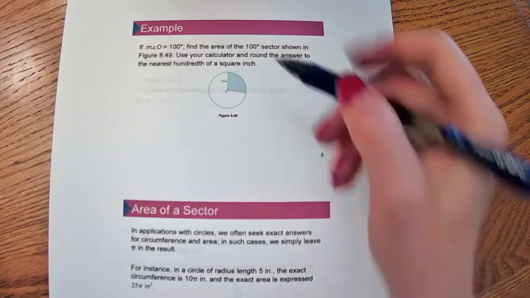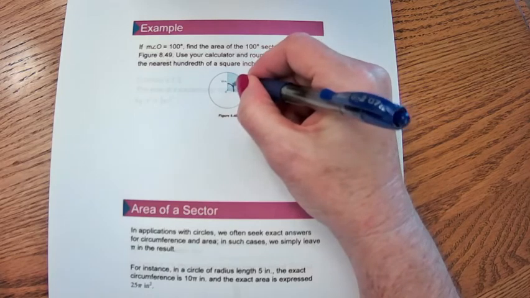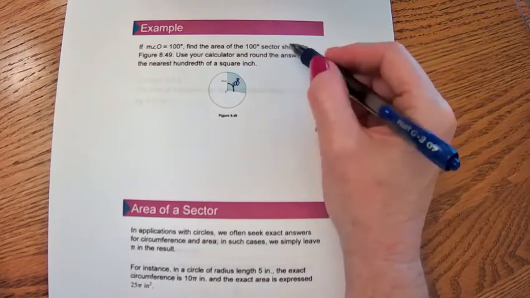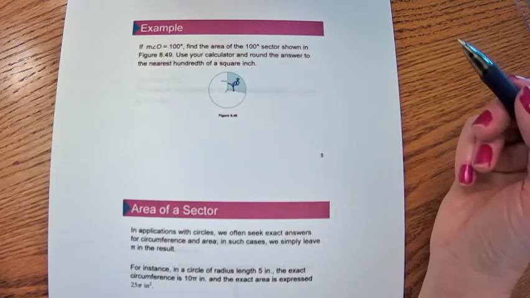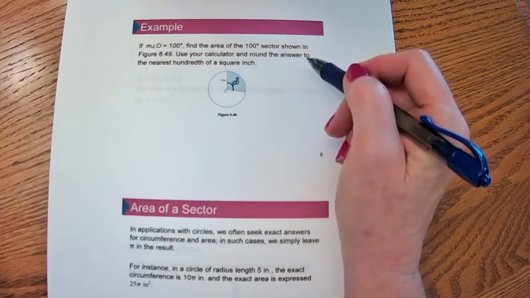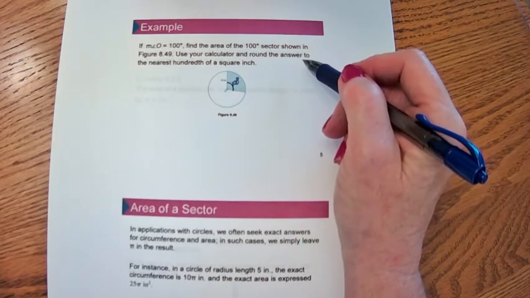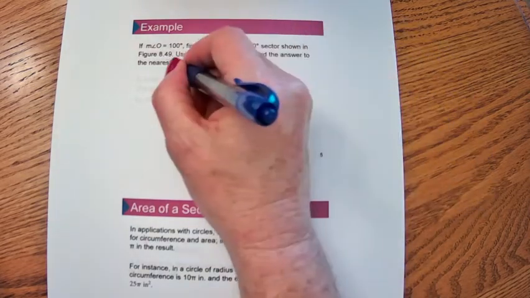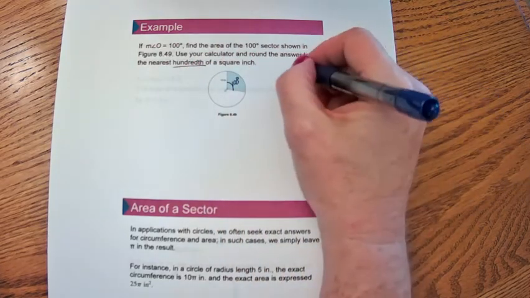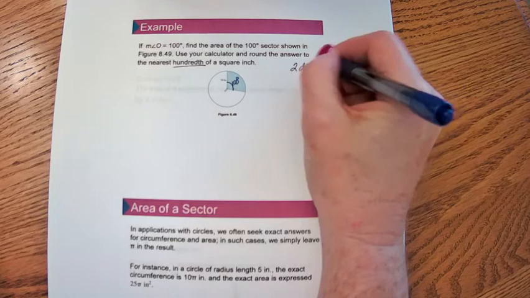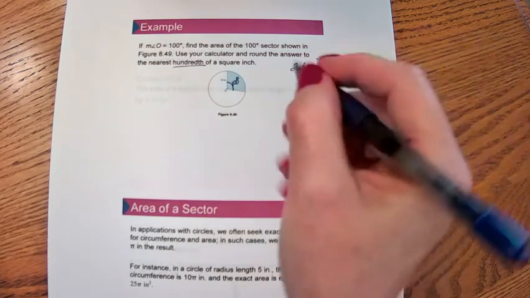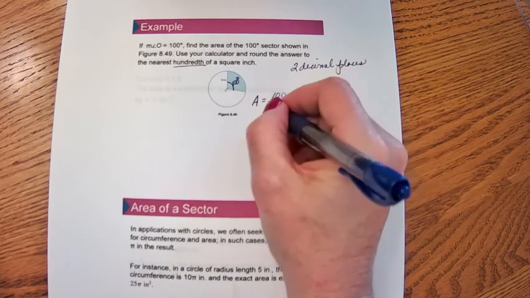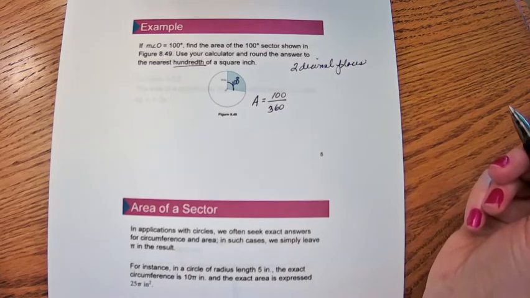All right, so in this example, our central angle is 100 degrees. And they want us to find the area of the 100-degree sector. And they say use your calculator. So we're just going to hit the pi key on our calculator, and then at the end round your answer to the nearest hundredth, so that's to 2 decimal places at the end. So the area of the sector is, we have 100 of the 360 degrees of a whole circle.